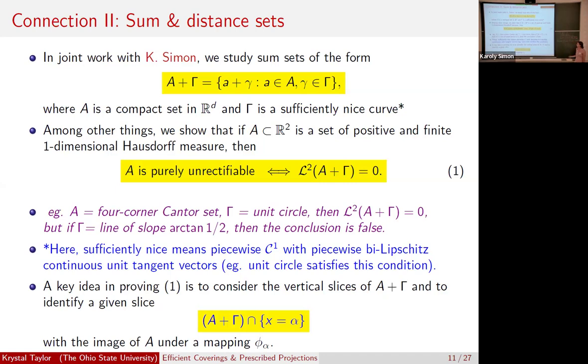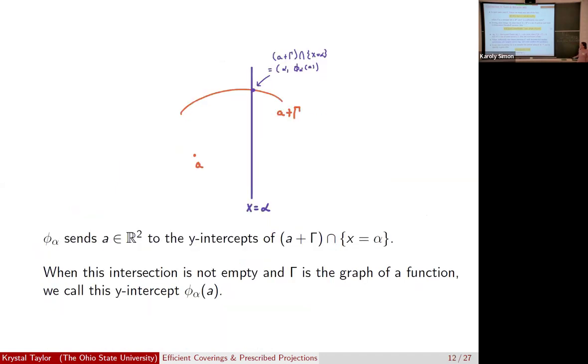A key idea to proving this is to consider the vertical slices of our sum set and re-envision those as images under a family of maps. So let's look at this family of maps. We take our sum set and intersect it with these vertical lines. Here's a point A in orange, and this is a shift of a curve gamma by A. Gamma is some fixed curve, and we look at this shift.